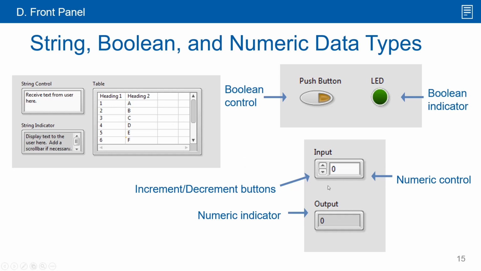The third data type is numeric data type. Numeric data type can represent numbers of various types such as integer or real numbers. The two common numeric objects are the numeric control, to enter some numeric number, which can be of any data type like I32, I64, or an integer value, or an unsigned value like U32, U8, U16, and this is the numeric indicator, and similarly it can be U32, U8, U16, or I32, I16. This can be of various sizes. So these are the different data types that you are going to use, and you are going to select in the front panel. All right.